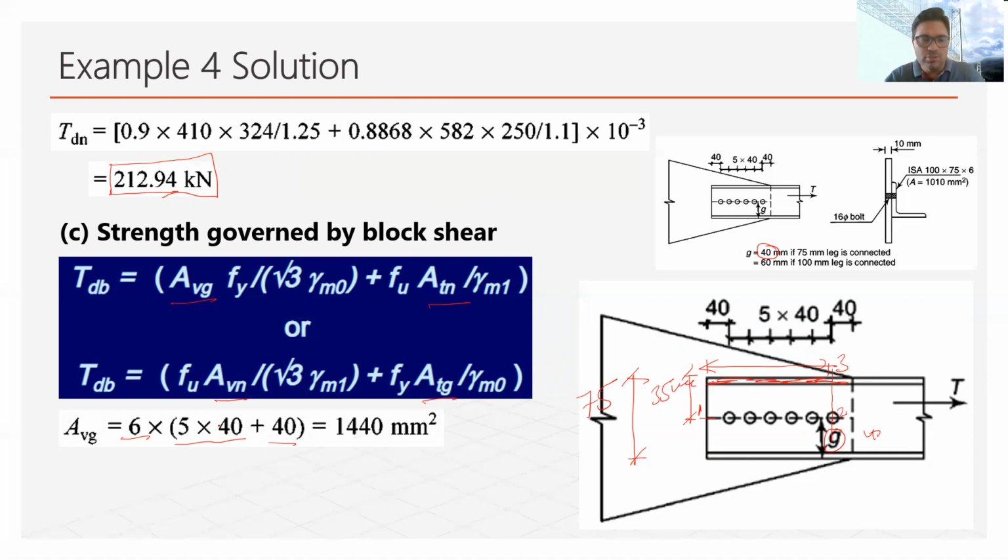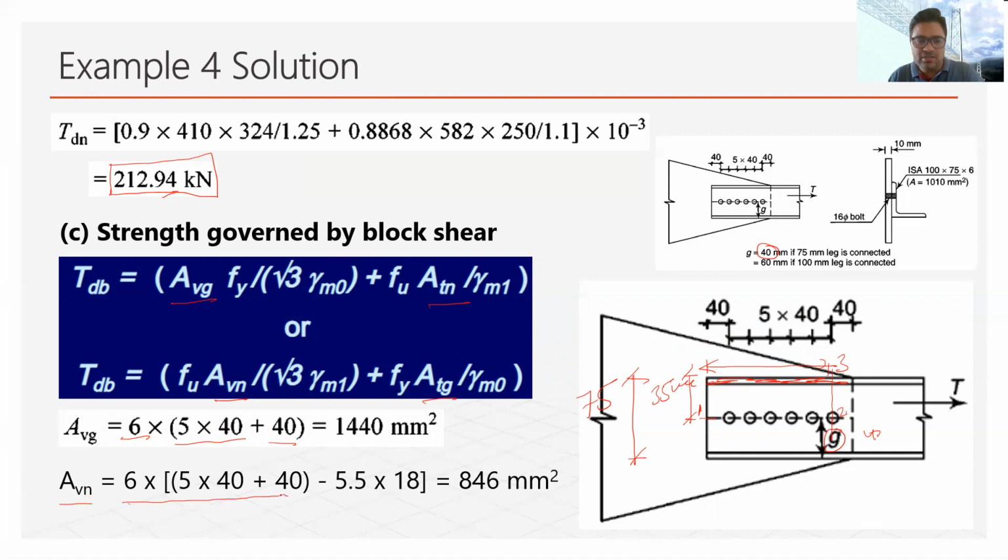Now we will consider holes, then it will be AVN. It will be called net effective area. So in this case, this is the gross area minus the area of hole. So again, you can see here, there are 5 holes plus half of the last hole. So that is why the number of holes becomes 5.5, multiplied by the dia of hole, which is 18. So again, calculating this, we find out this as 846.